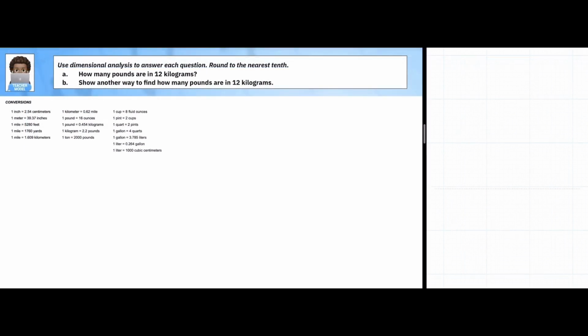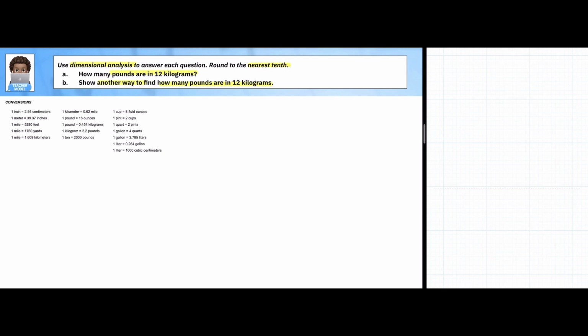Okay, here's our first problem for today. I'm going to use dimensional analysis to answer the question and round to the nearest tenth. How many pounds are in 12 kilograms? And after I do this with dimensional analysis, I'm going to use another way, in this case, the math ratio table from middle school, to show how many pounds are in 12 kilograms. And I also have my calculator with me because I'm not going to do this by hand. We have calculators as tools, so we're going to use them.